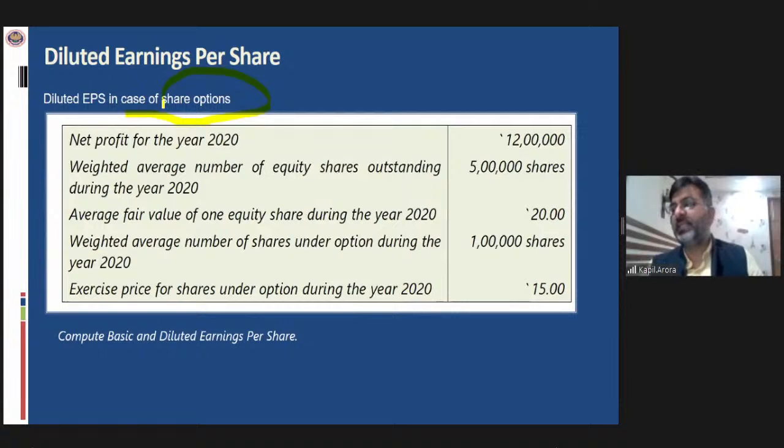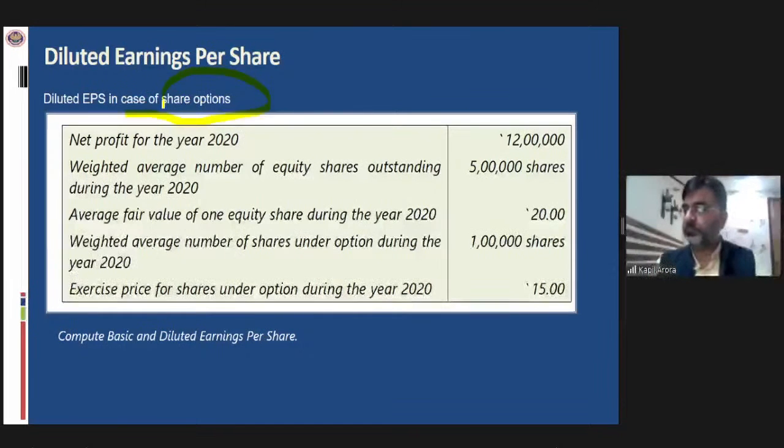So is anti-dilutive EPS good for the company? Not good for the company. It is good for the investors, right? EPS is not for the company. EPS is actually for the investors. So people will start investing in the company. I hope this is fine with all, right?